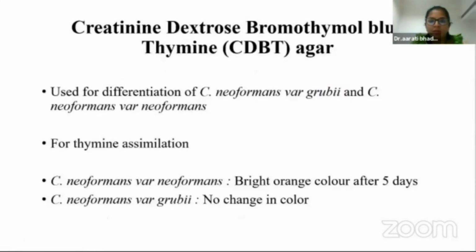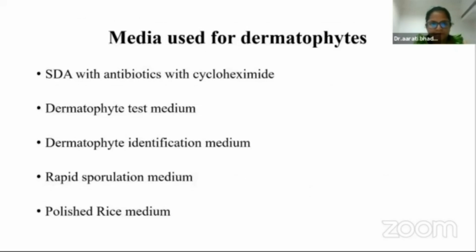Next is CDBT medium, that is creatinine, dextrose, bromothymol blue, thymine agar. This medium will be used to differentiate Cryptococcus neoformans var grubii from var neoformans. In this we will detect the thymine assimilation. Cryptococcus neoformans var neoformans will give bright orange color after 5 days, and Cryptococcus neoformans var grubii will give no change in the color. These were the media used for the Cryptococcus.